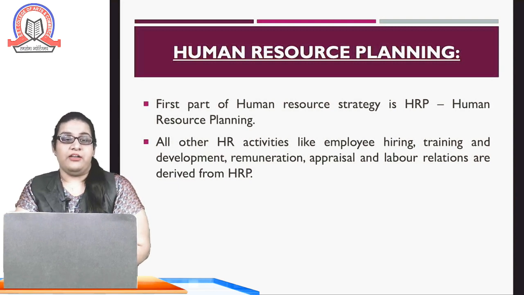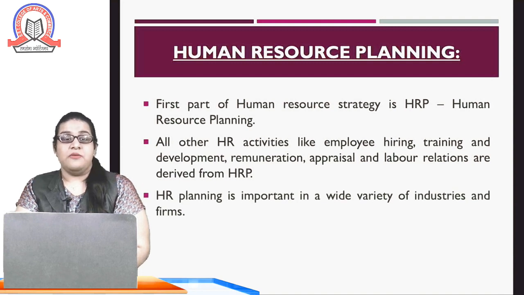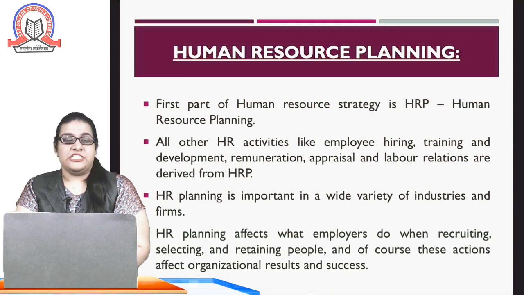We will plan that. Then HR planning is important in a wide variety of industries and firms. So HR planning is very important in every organization, whether it is an industry, a firm, a private company or a public company. In each and every firm we need proper planning. HR planning affects what employers do when recruiting, selecting and retaining people, and of course these actions affect organizations' results and success. So the better the planning, the better the results we will get.